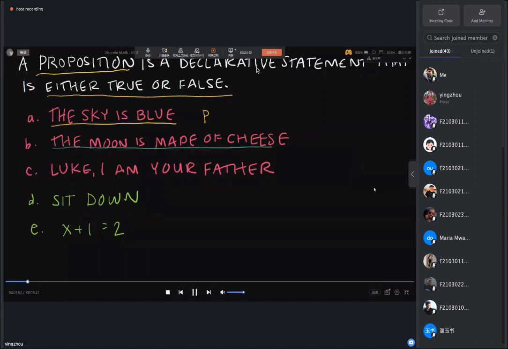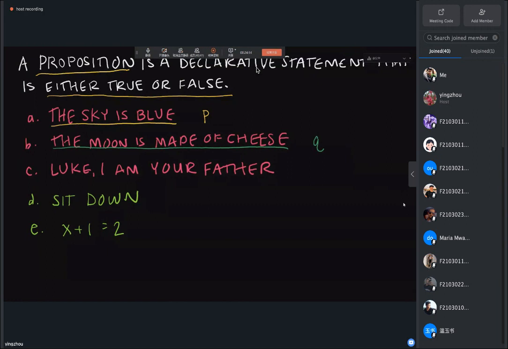Declarative statement. Again, that could be either true or false. I'm going to say false on that one, and I'm going to say that is proposition Q. The moon is made of cheese. Again, it is considered a proposition because it is a declarative statement that is either true or false. Same thing with Luke: I am your father. This is a declarative statement, either true or false. I'm going to say that one's false, and we'll say that's R.